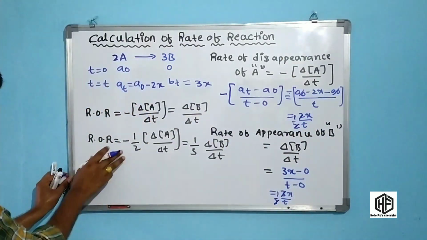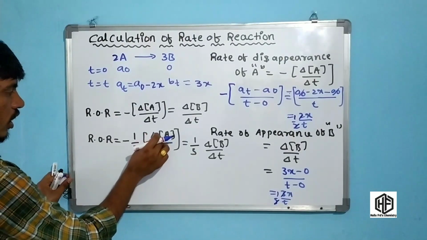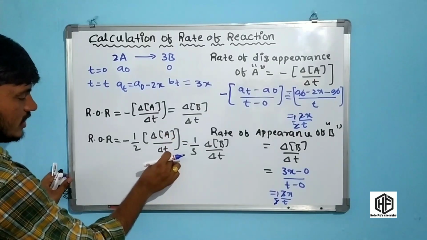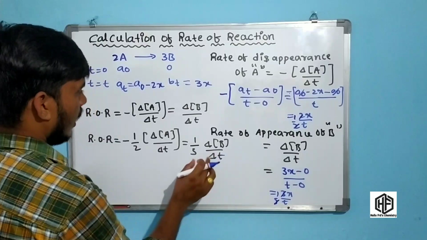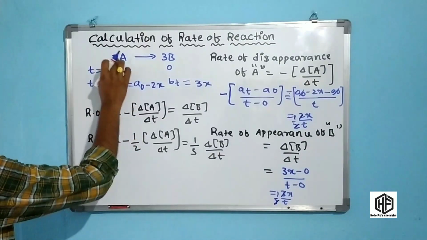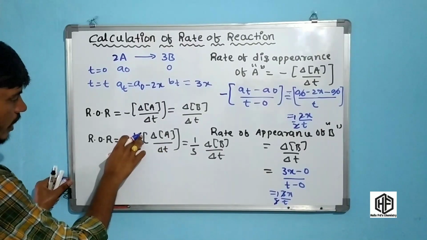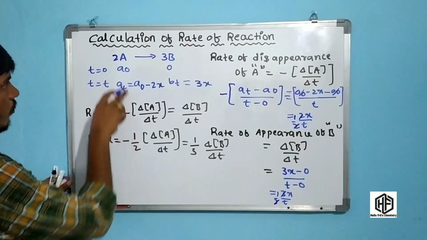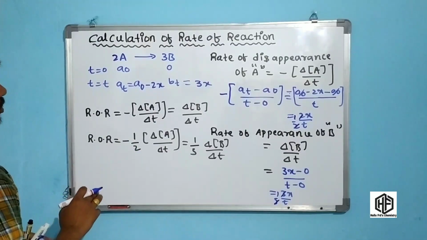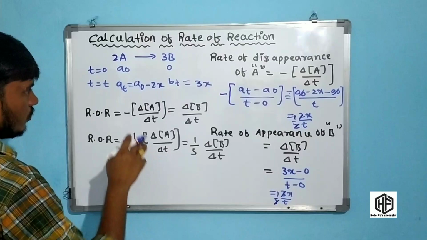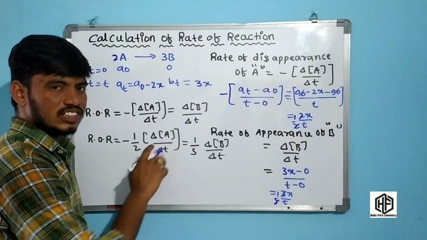This is the concept of the rate of reaction: equal to minus 1 by 2 change in concentration of A by change in t, equal to 1 by 3 change in concentration of B by delta t. The stoichiometric coefficients are involved in the reaction, and the equation is balanced. This is the minus 1 by 2, the stoichiometric coefficient. This is the basic concept of the calculation of rate of reaction in this example. Now, next, one more important example. Is this clear, friends?